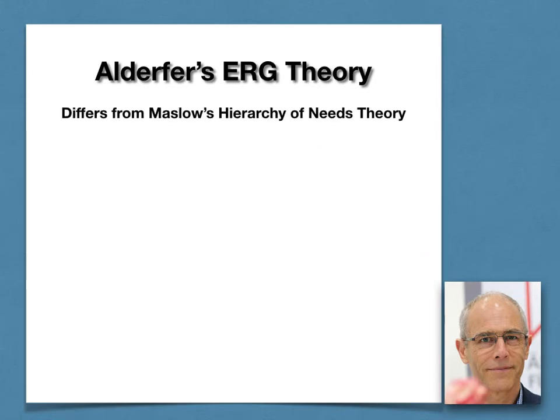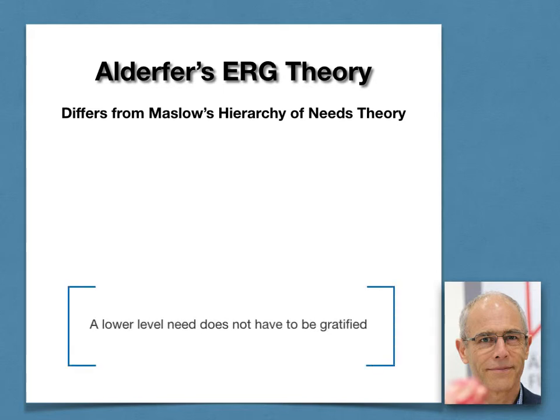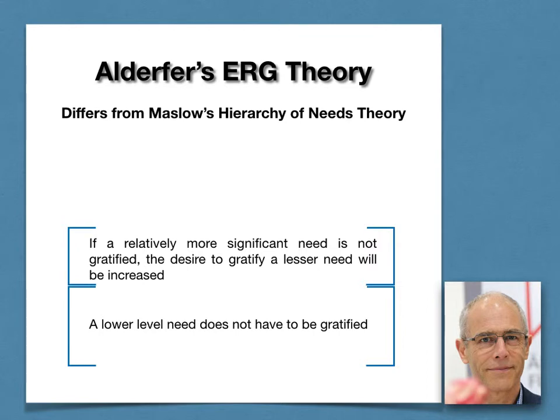As we come to the end of this explanation, it is important to note that whilst Alderfer's ERG theory was built on the earlier theory of Maslow's hierarchy of needs, it differs from Maslow's theory in three ways. A lower level need does not have to be gratified. That is, a person may satisfy a need at hand, whether or not a previous need has been satisfied. If a relatively more significant need is not gratified, the desire to gratify a lesser need will be increased. That is, the frustration in meeting higher order needs might lead a person to regress to a more concrete need category.